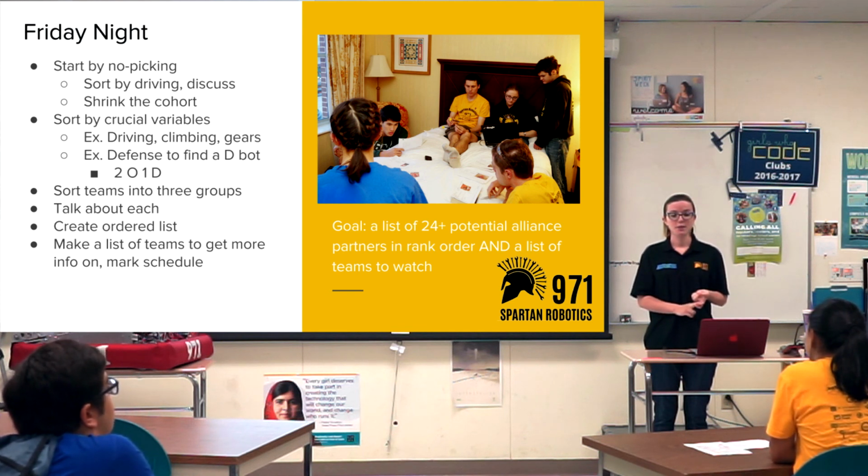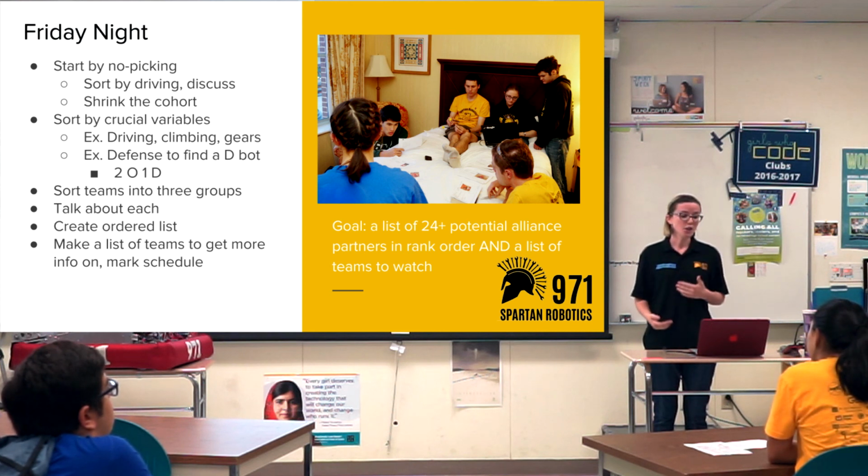The reason we're doing this is because we're only going to put 24 teams on the pick list. There's often 50, 60 teams that are at a regional. You can afford to just cross some of them off the list if it's really, really clear that you're not going to pick them. And so this shrinks the cohort that you then have to put a lot of energy into sorting. So after that, we start sorting by crucial variables.